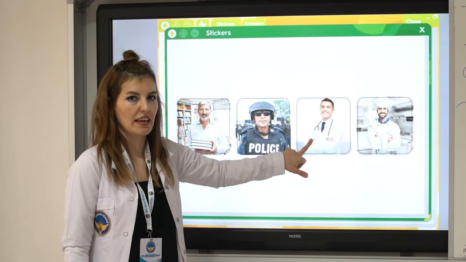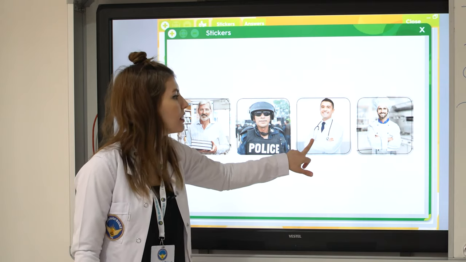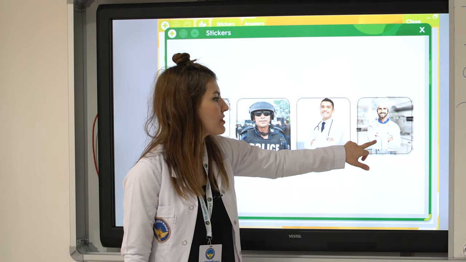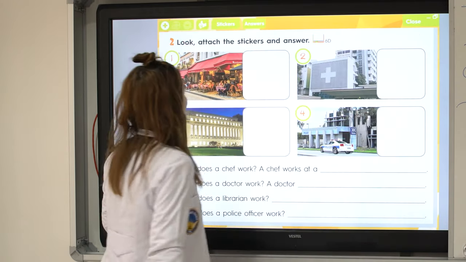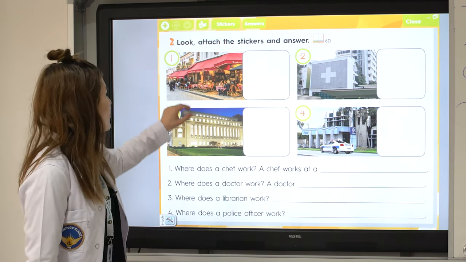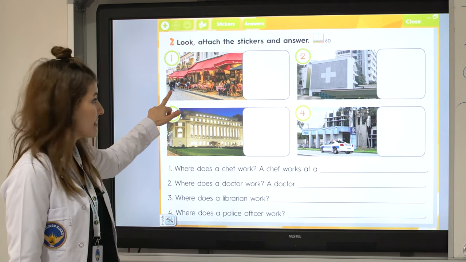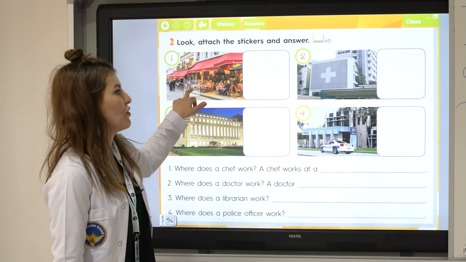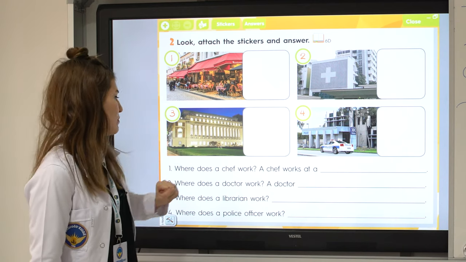Who is he? He is a doctor. He works at a hospital. Look at him. He is a chef and he works at a restaurant. You will take your stickers and stick them on the right place. For example, look here. Which place is it? Is it a restaurant? Yes, it is. So, who can work at a restaurant? You must stick your sticker on the right place.